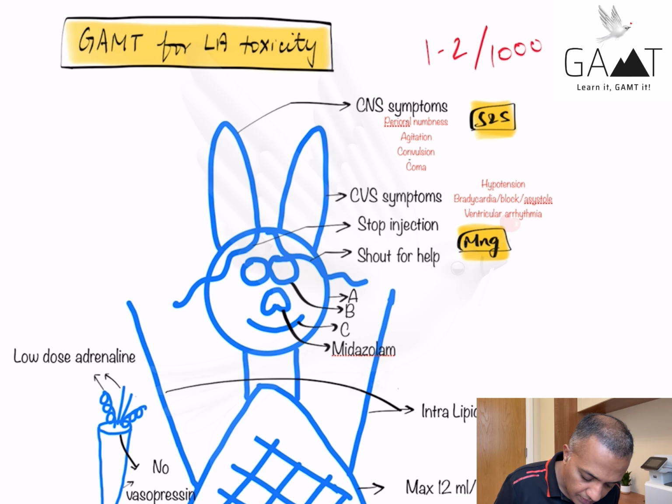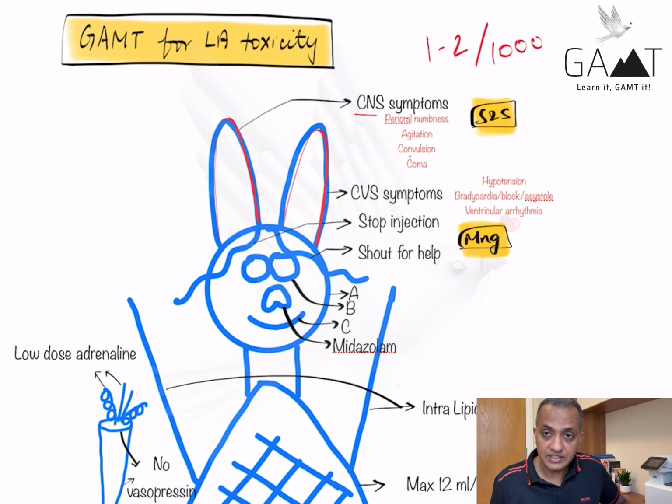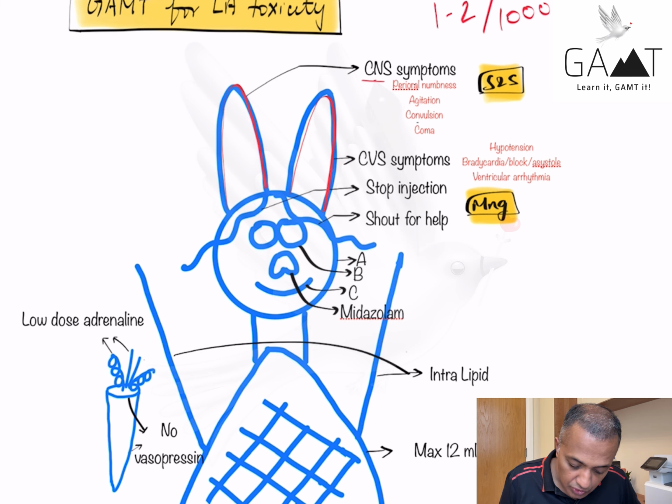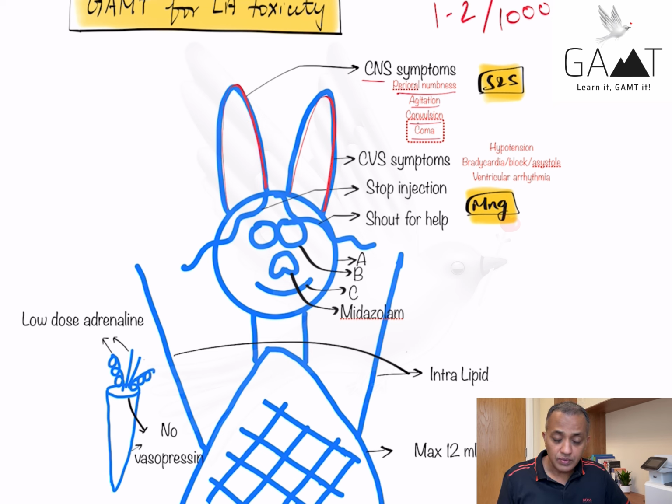This ear of the bunny resembles the letter C, which stands for CNS symptoms. This ear resembles another C, which stands for cardiovascular symptoms. You see neurological symptoms of perioral numbness, agitation, convulsions, coma, and also metallic taste in the mouth, etc. Typically, the neurological symptoms precede the cardiovascular symptoms.